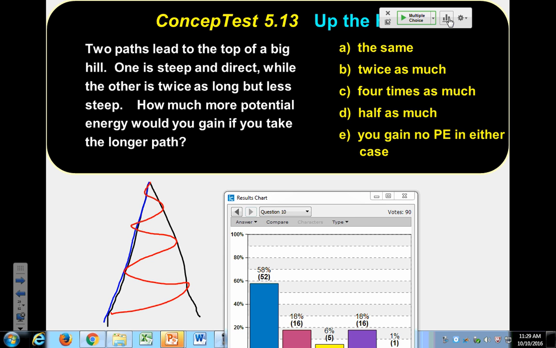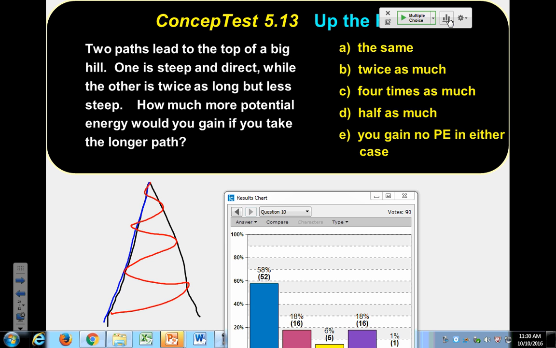We gain the same potential energy. Because gravity is a conservative force, it's path independent. It doesn't matter which path you take when you're thinking about the work done by the gravitational force. If I take this path or this path, all that matters are the two points that you begin and end at, the beginning and ending point.